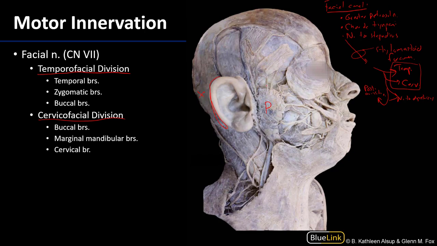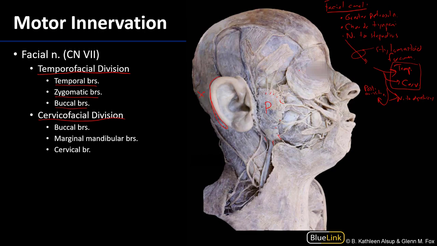And you can see nerves exiting the parotid gland, and they're heading off in different directions. You want to take note that these divisions are sometimes very true divisions with trunks, and sometimes they really don't exist at all. But as they course through the parotid gland, they ramify and become different branches. So the temporofacial division will give off temporal branches, zygomatic branches, and buccal branches.